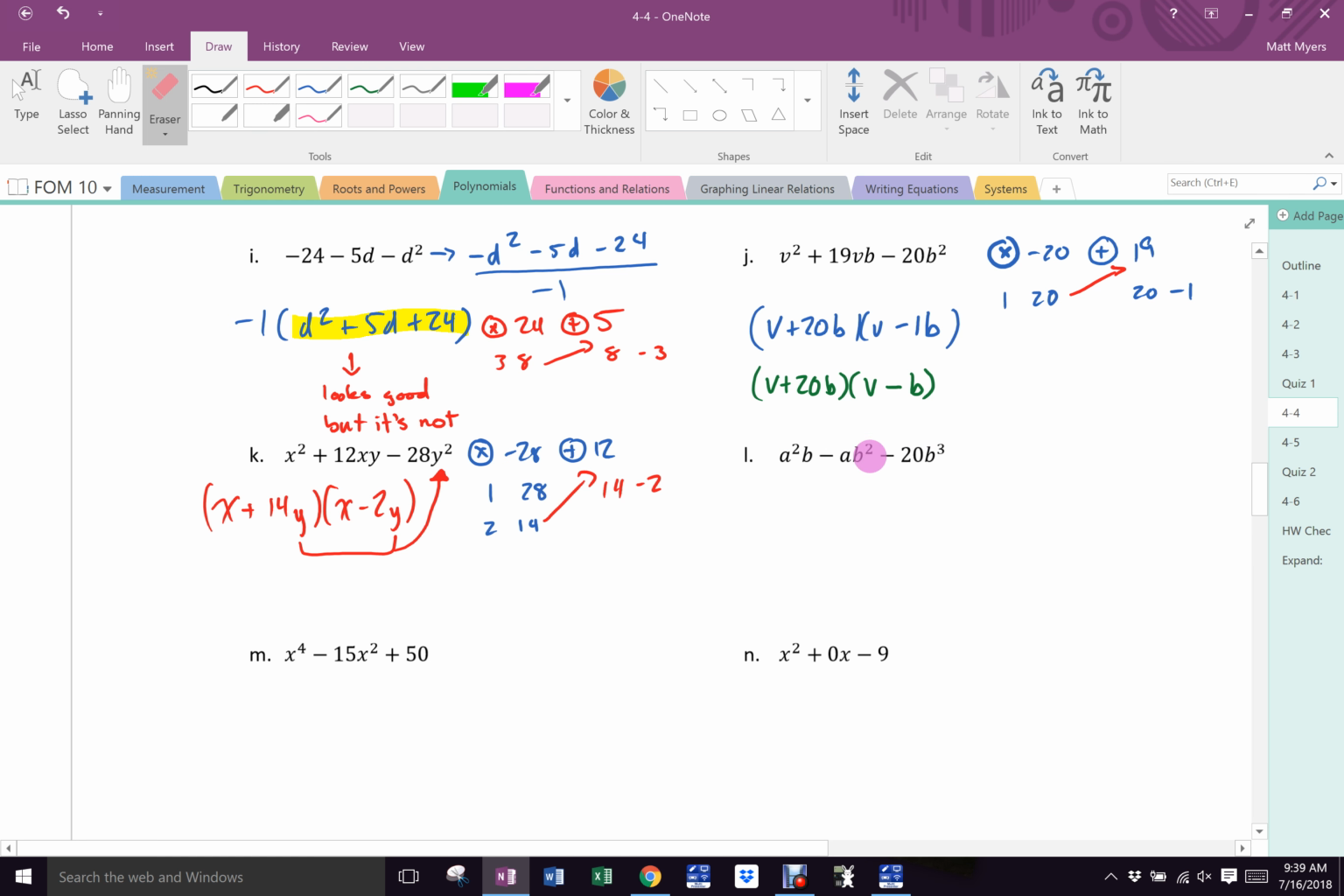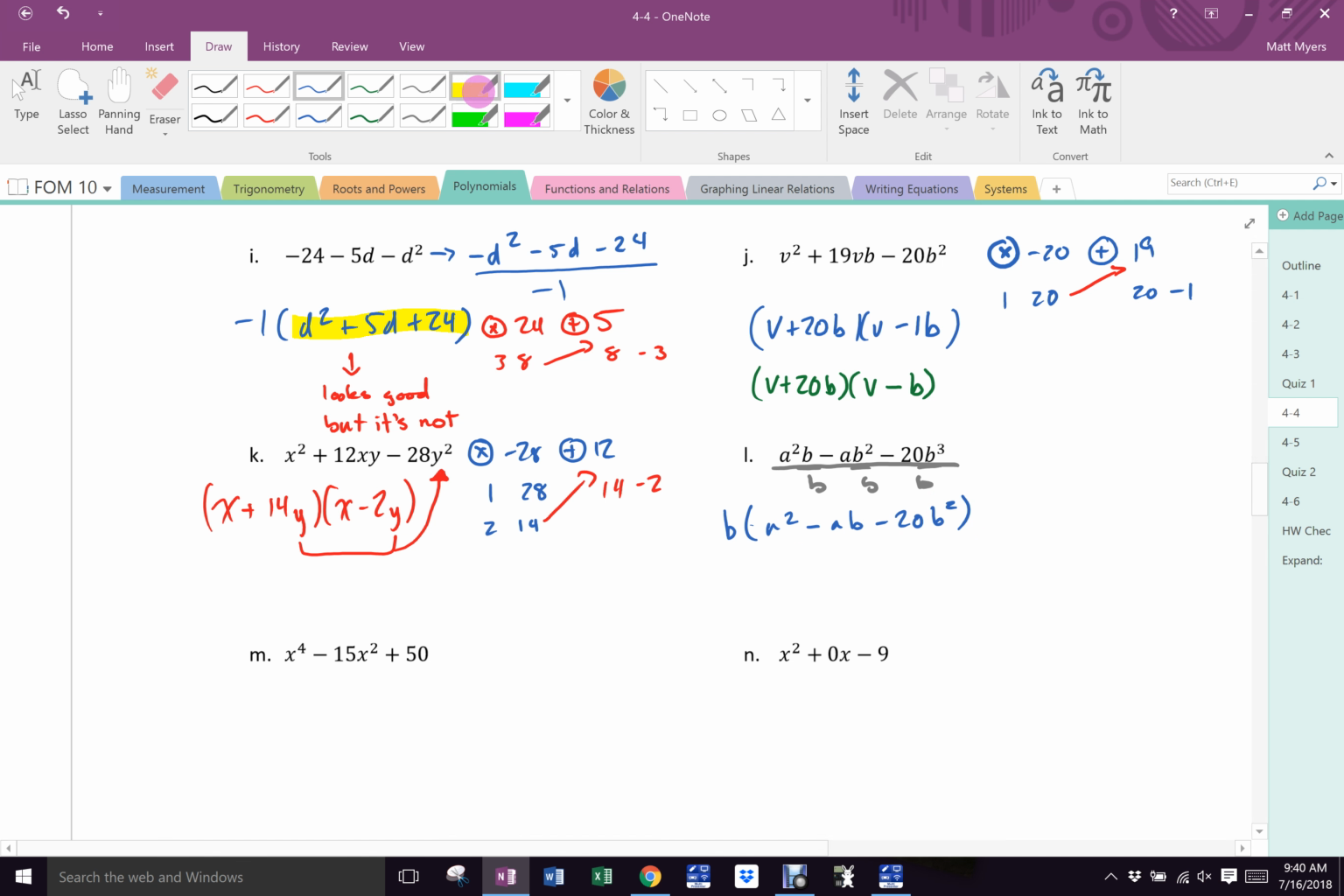Okay. What else do you notice? What's in all three of them? B, the thing you don't like. How do I get rid of something I don't like? I divide it out. So if I divide a B out of here, I'm GCFing, aren't I? Where does that GCF go? To the front. And what's in here? All the answers, which is a squared minus ab minus 20b squared, correct?